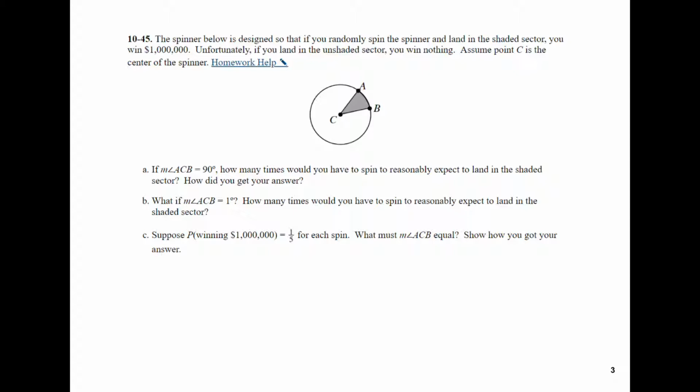1045 says the spinner below is designed so that if you randomly spin the spinner and land in the shaded sector, you win $1 million. Unfortunately, if you land in the unshaded sector, you win nothing. Assume that point C is the center of the spinner. If the measure of angle ACB is 90 degrees, how many times would you have to spin to reasonably expect to land in the shaded sector? How did you get your answer?